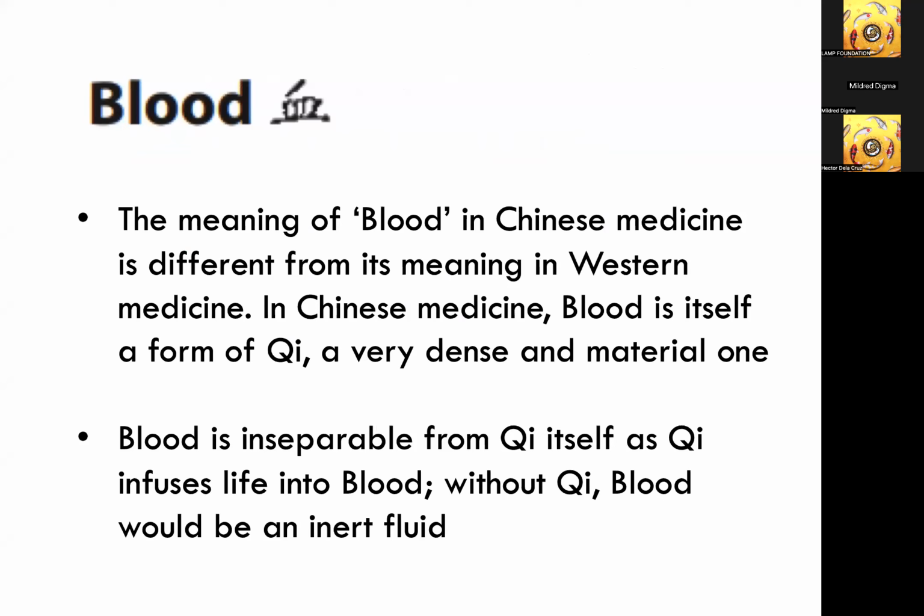So, what is blood? The meaning of blood in Chinese medicine is different from its meaning in Western medicine. So, magkaiba po yun sa Western. In Chinese medicine, blood is itself a form of qi, a very dense and material one. Blood is inseparable from qi itself as qi infuses life into blood. Hindi mo po pwedeng paghiwalayin ang blood at saka qi. Without qi, blood would be an inert fluid. So, magkasama po lagi yan.